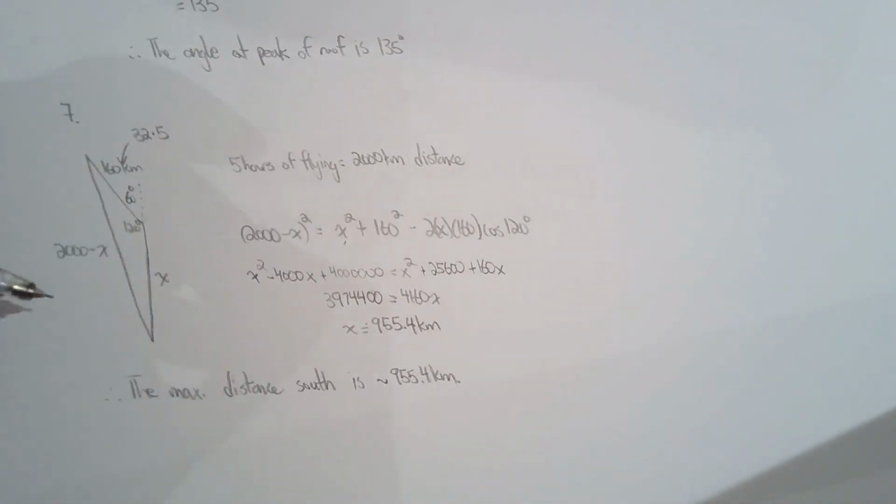For the last question, this one's very nice. You go down south, and then you return back to the original location. Oh, sorry, you want to catch the aircraft carrier. So the total distance, if this is x, this must be 2,000 minus x, because you only have enough fuel for 2,000 kilometers. Then use the cosine law. Just be careful with your expansion, and then you can solve for x. Okay, 5 hours of flying is 2,000 kilometers.